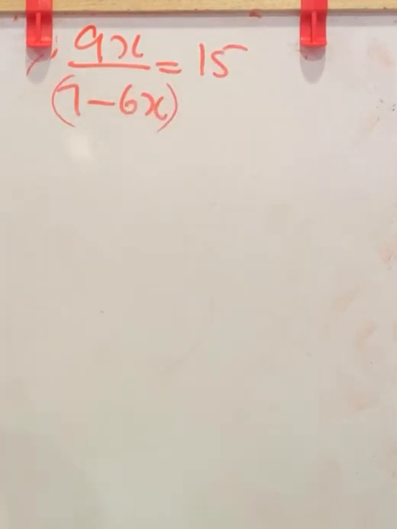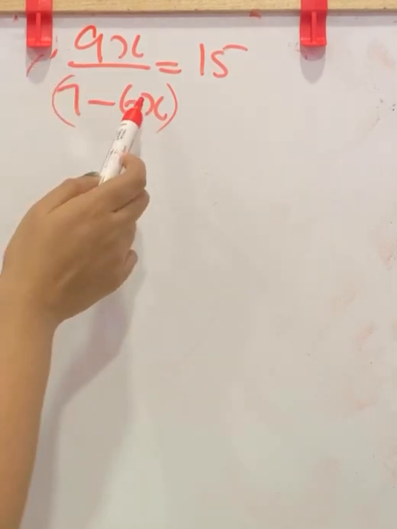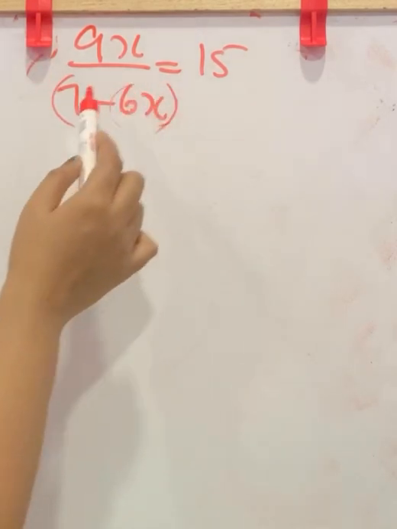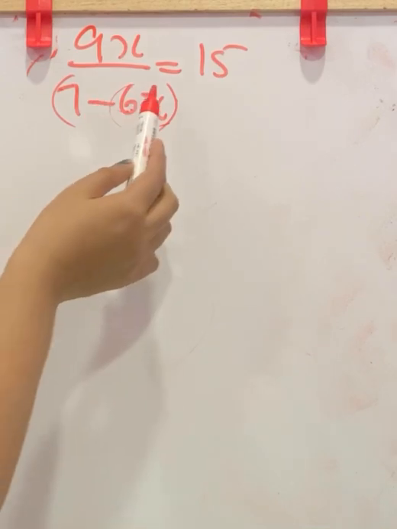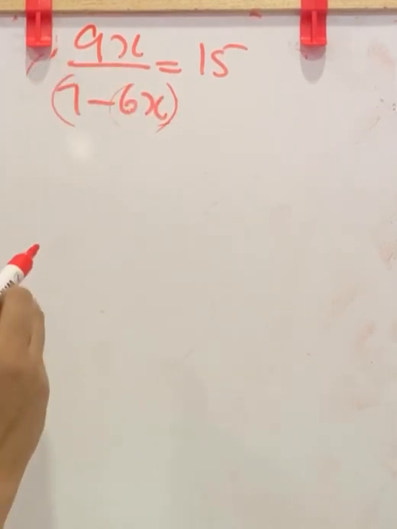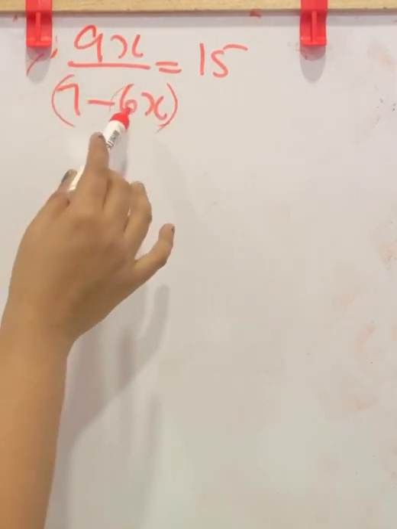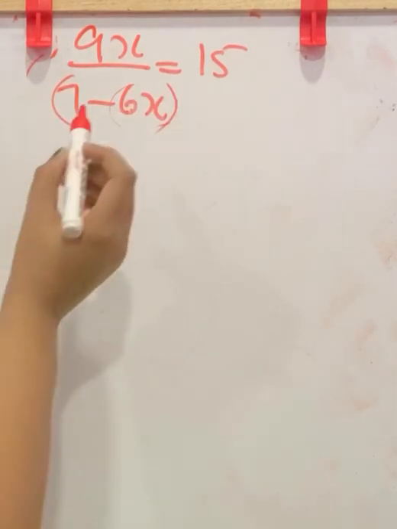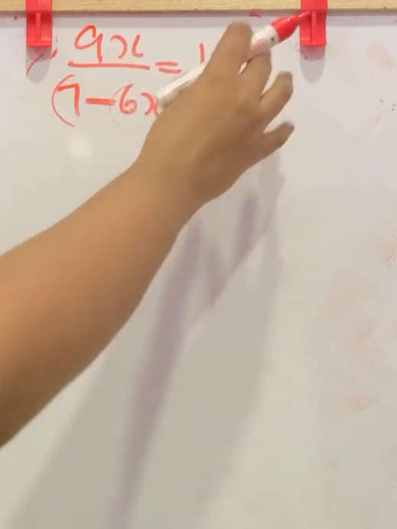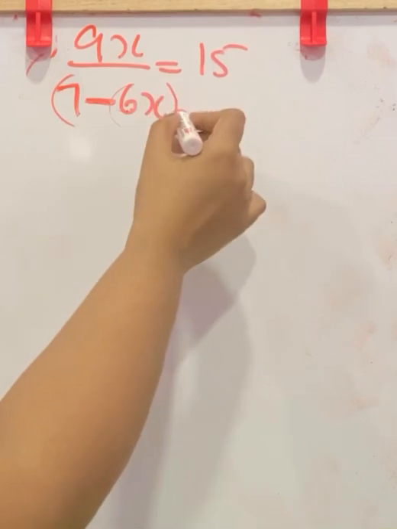Next, 9x by (7 minus 6x) is equal to 15. Here, in 7 minus 6x, actually 7 can be in the denominator, but 6x must not be in the denominator because this is a variable term. And I told you if a variable comes in the denominator, its power is not 1, it becomes minus 1. So it is not linear. So we have to make it linear. For that we want to take this to RHS. But this depends on this 7 also. So you can't simply take the 6x alone to RHS. You want to take the whole term to RHS.